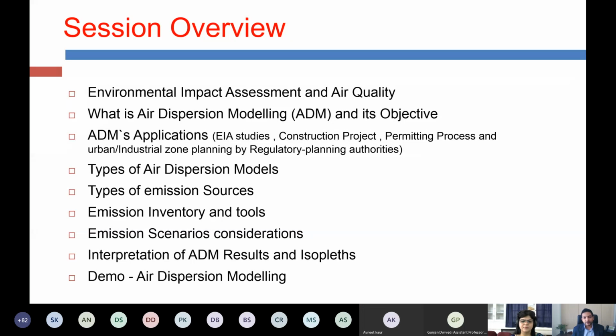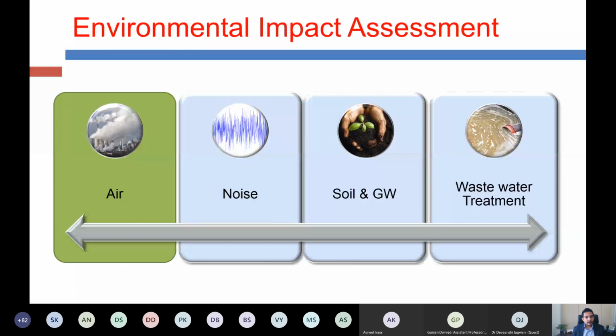Environmental impact assessment and air quality as one of its components. Air modeling: what is air dispersion modeling, what are the objectives, why is it done, and what are the applications of air dispersion modeling. The different types of air models, what kind of models there are and how they are used, the emission sources that are modeled, how to inventorize the emissions, and then the different scenarios that we model. As we get into details of the slides, things will become more clear.